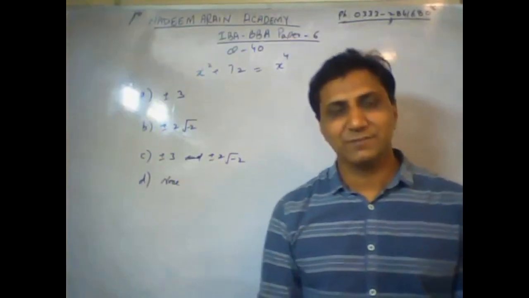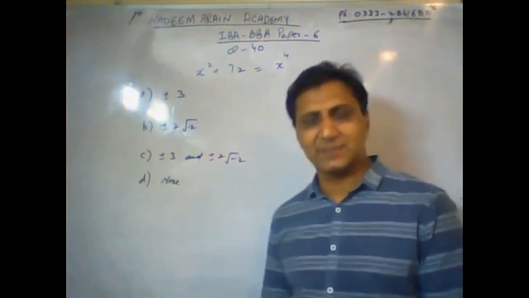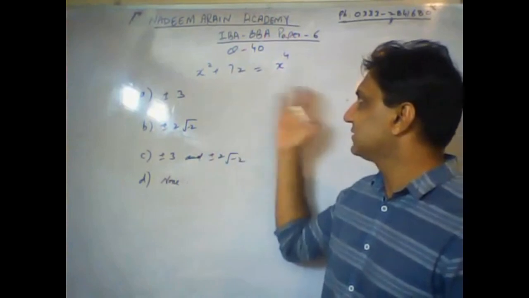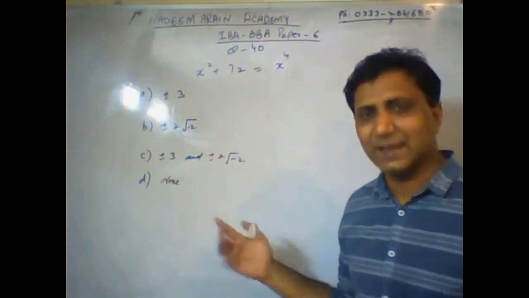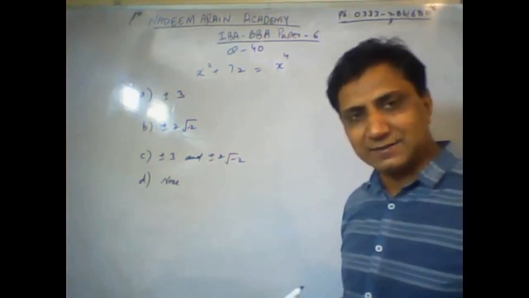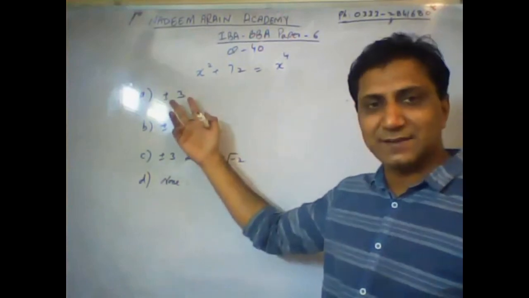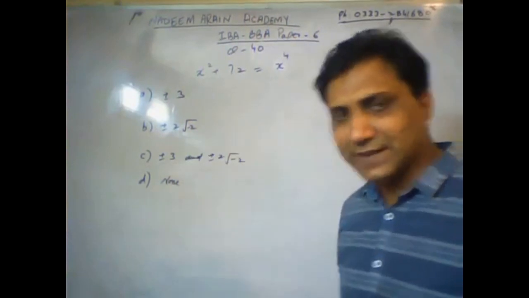Hello, question number 40 from past paper 6. This is a simple quadratic equation and it asks to find the values. One way to solve it is by splitting the middle term and factoring, or you can even use the quadratic formula. But what I suggest is putting these values in here and finding out which value satisfies this equation, then you have your answer.